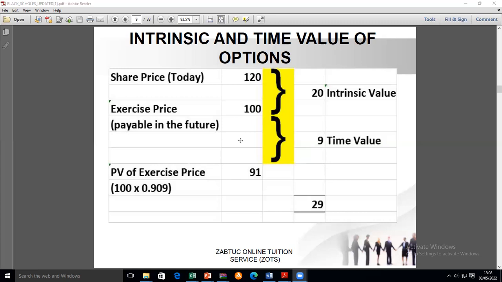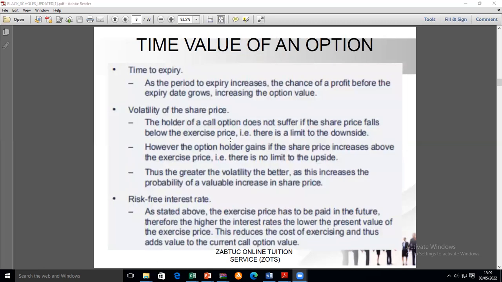Do you see where the time value is coming from? It's coming because there's still time before you can exercise. So we must also go a step further and convert this into a present value. And the difference gives us what we call a time value. If that is okay, let's now look at the components of the time value.